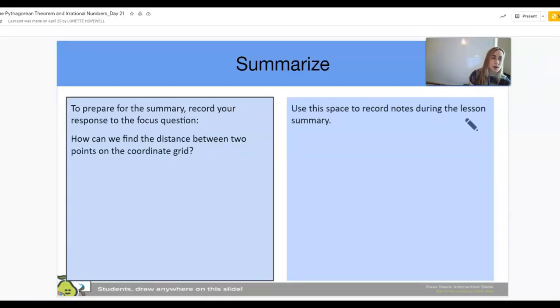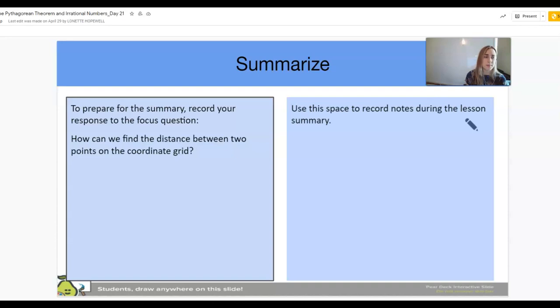So now to summarize our learning for today, we're going to answer our focus question, which is how can we find the distance between 2 points on the coordinate grid? So you described this specifically on slide F with 2 points as an example. Here, you're going to generalize that, right? Make an explanation for how to find the distance between 2 points on the coordinate grid with any 2 ordered pairs or coordinates.